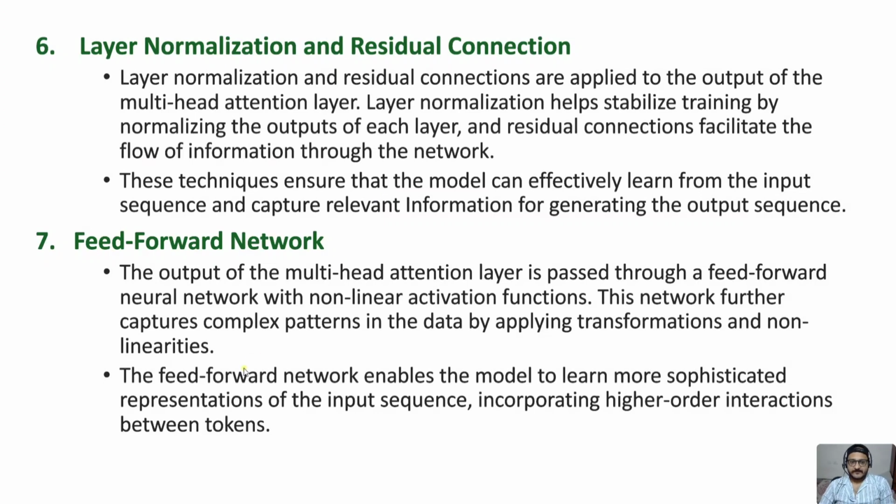So the feed-forward networks enable the model to learn more sophisticated representations of the input sentence, incorporating higher order interactions between tokens. So as we are going from up to down, what is each layer basically doing? It's basically polishing each token, so we will get the proper or exact output which we require.